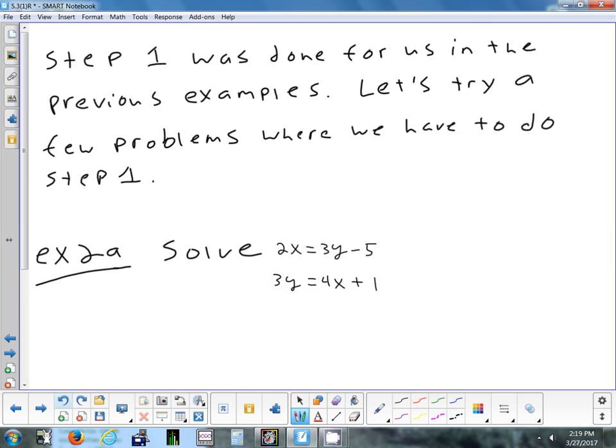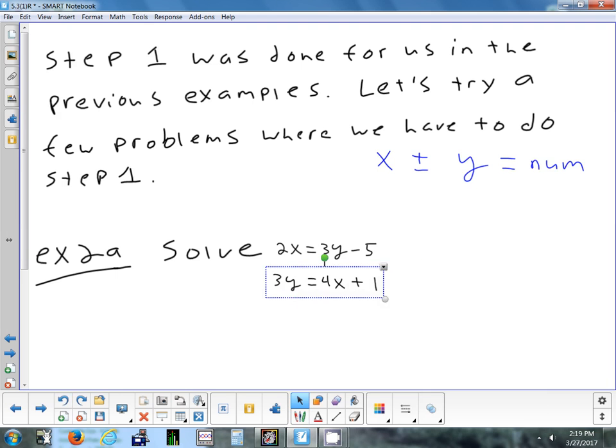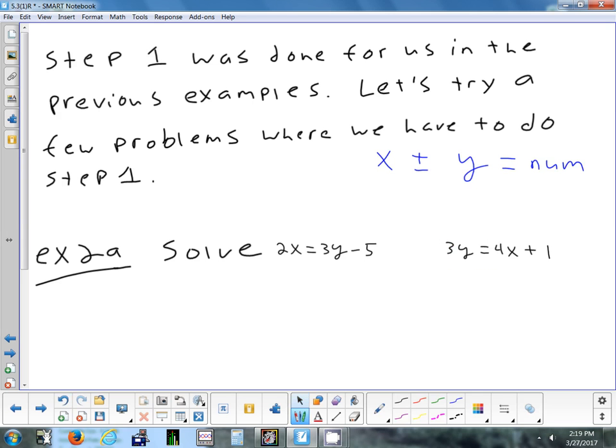No. What's supposed to come first? It's the X and Y. The x's could be a plus or minus, then the y's, and then what's on the other side by itself? The number. Do either one of these equations look like that? No. So we need to fix them. I'm going to just move this over here. And let's start with the 2x equals 3y minus 5. There's only one thing in both of these I have to do. What do I have to do to make this equation look more like that?